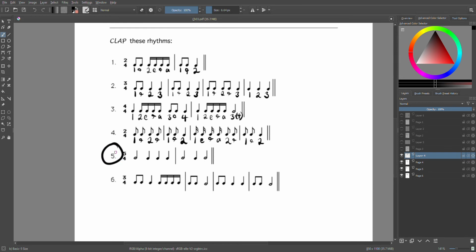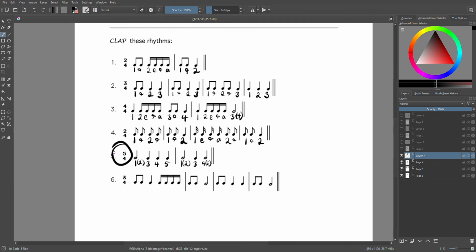5/4 measure here. We have a half note, which is 2 beats. 1, 2. Then we get 3, 4, 5. Bar line. 1, 2, 3, 4, 5. All right. Here's how that one's going to go. 1, 2, 3, 4, 5. 1, 2, 3, 4, 5.